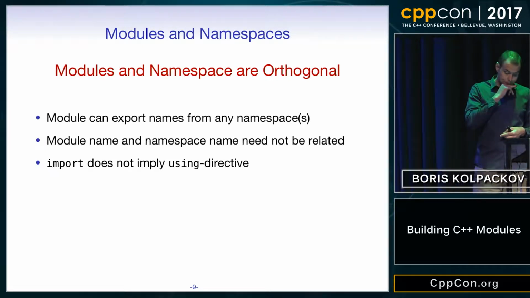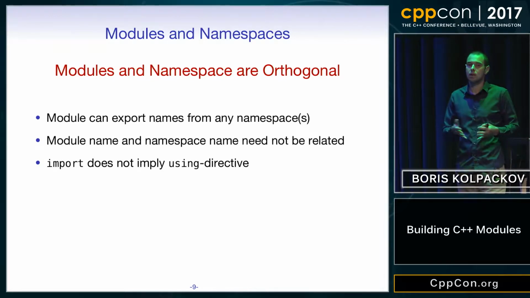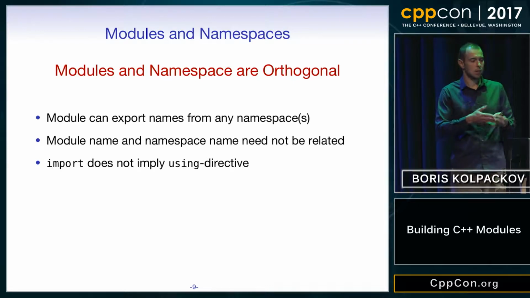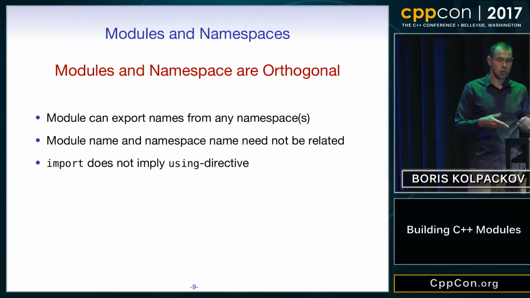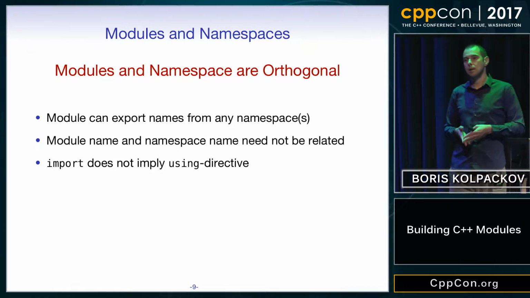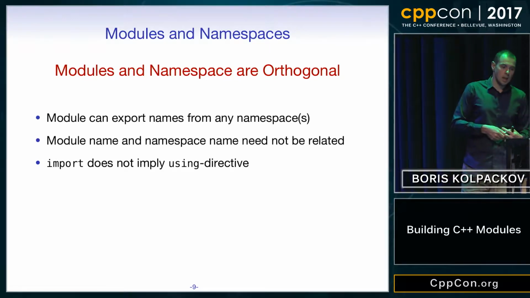This visibility semantic suggests that modules are not a name scoping mechanism. Right? Modules and namespaces are orthogonal concepts. Modules can export names from any number of namespaces, including the global namespace. Namespace name and module name need not be related, though generally it makes sense to have a parallel structure. Discuss that in a bit.